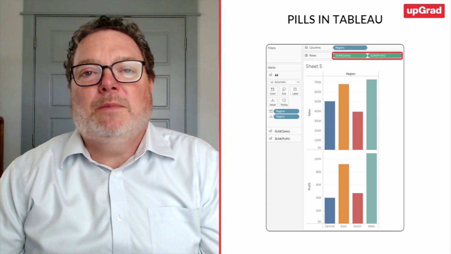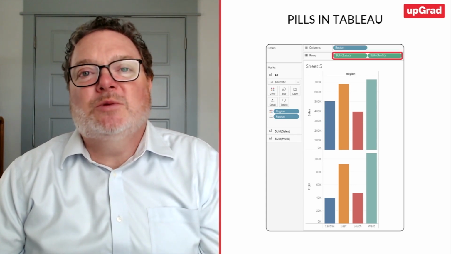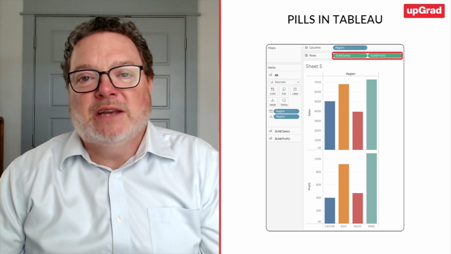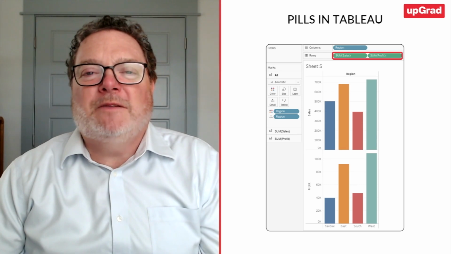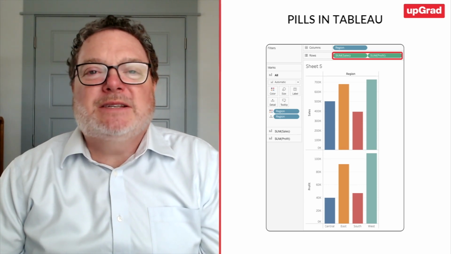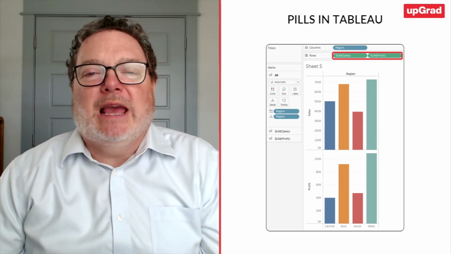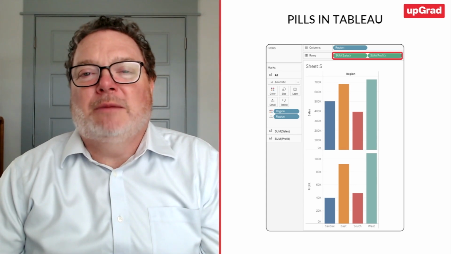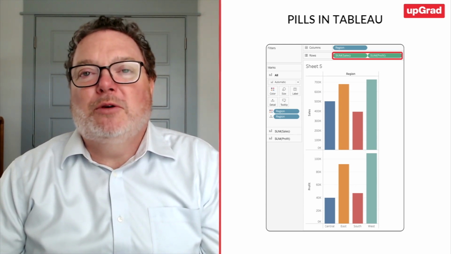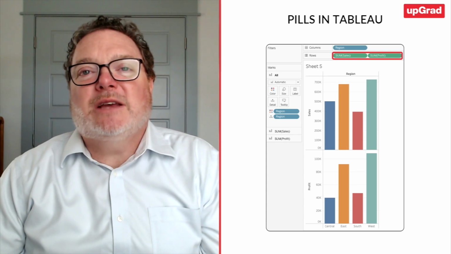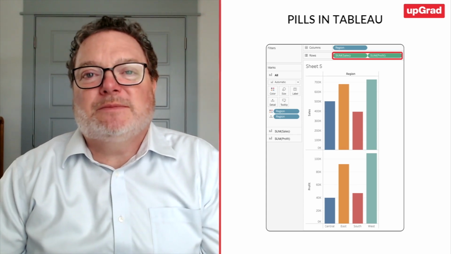Also, the green pill represents continuous data, not a measure. These concepts are very important because this is often an interview question: please explain the difference between a green pill and a blue pill. And often people get it wrong. So just remember, blue is for discrete and green is for continuous.